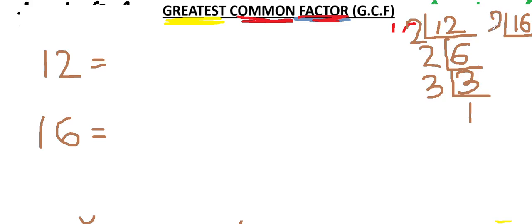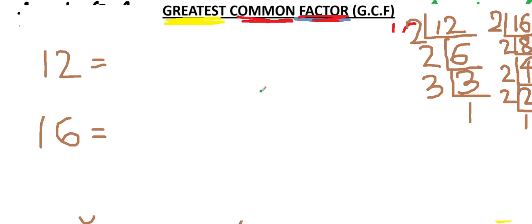Okay. And for 16, it would be 2 times 8 is equal to 16. 2 times 4 is equal to 8. 2 times 2 is equal to 4. And 2 times 1 is equal to 2. So 2 times 2 is equal to 4, 2 times 2 is equal to 4, 4 times 4 is equal to 16. Now comes the writing part, which is very important.